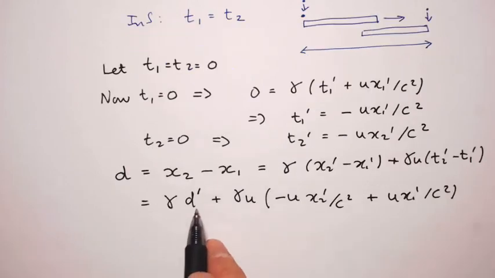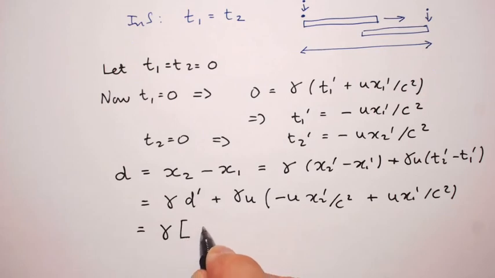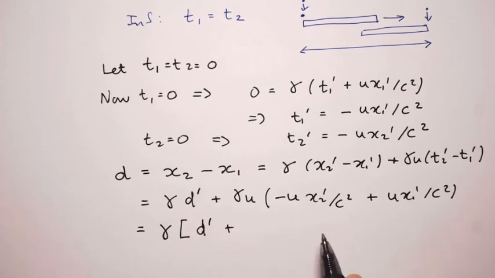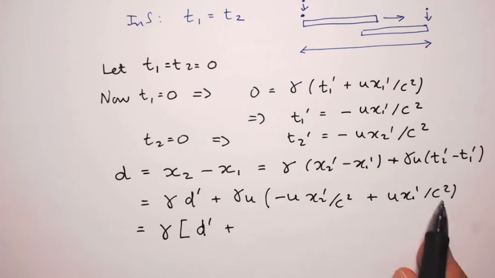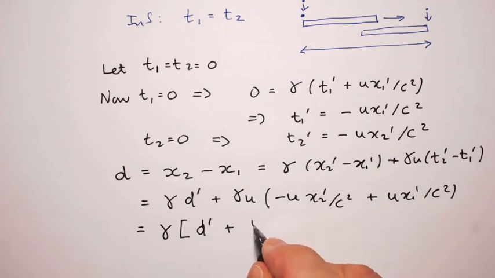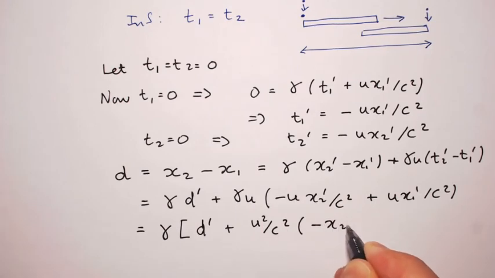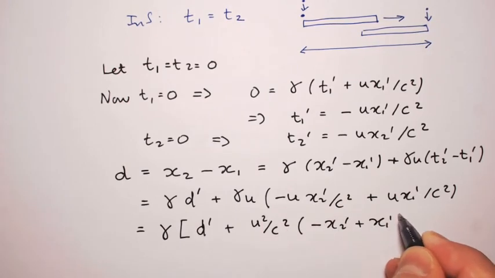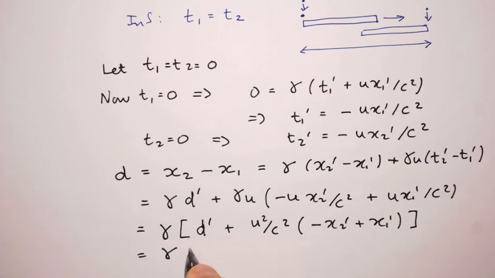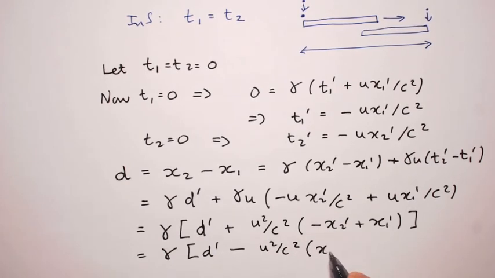So we can take out a common factor gamma, and then we have d prime plus, and then there's a u squared here and a c squared. So we can write that as u squared divided by c squared times minus x2 prime plus x1 prime. So we rewrite that as gamma into d prime minus u squared upon c squared. And this here is now x2 prime minus x1 prime.